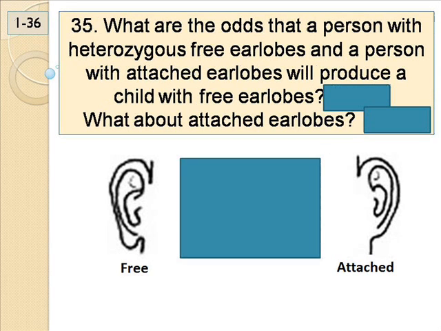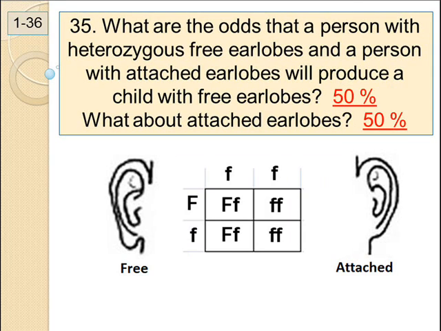What are the odds that a person who is heterozygous free, and all I did was change this parent. This parent was homozygous free. And I said, what if they're heterozygous? So I'm doing heterozygous free. And of course, we know what that person is. That's two small letters. So when I make my Punnett square, now I got these two alleles because this person is big and small. And again, this person can only produce these. And now when I cross them up, I find that's about 50-50. Out of 4 young ones, 2 will be free and 2 will be attached.